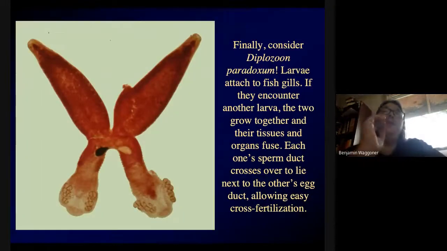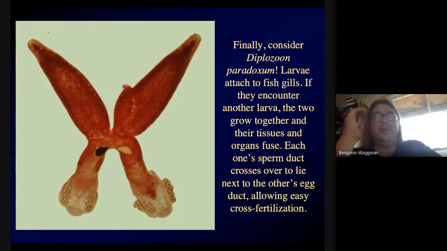Even weirder is this thing. This is Diplozoon paradoxum. And what happens here is that larvae attach to fish gills. This species in particular, I think, tends to like European carp, if memory serves. And a larva will attach to a fish gill, try to survive, and hopefully it will find another larva. If it does, the two grow together, and they not only grow together, but their tissues fuse, their organs fuse, and they develop this kind of crossover reproductive system such that each one's sperm duct crosses over and lies right next to the other's egg duct, which means each one spends the rest of its life fertilizing the eggs of the other.